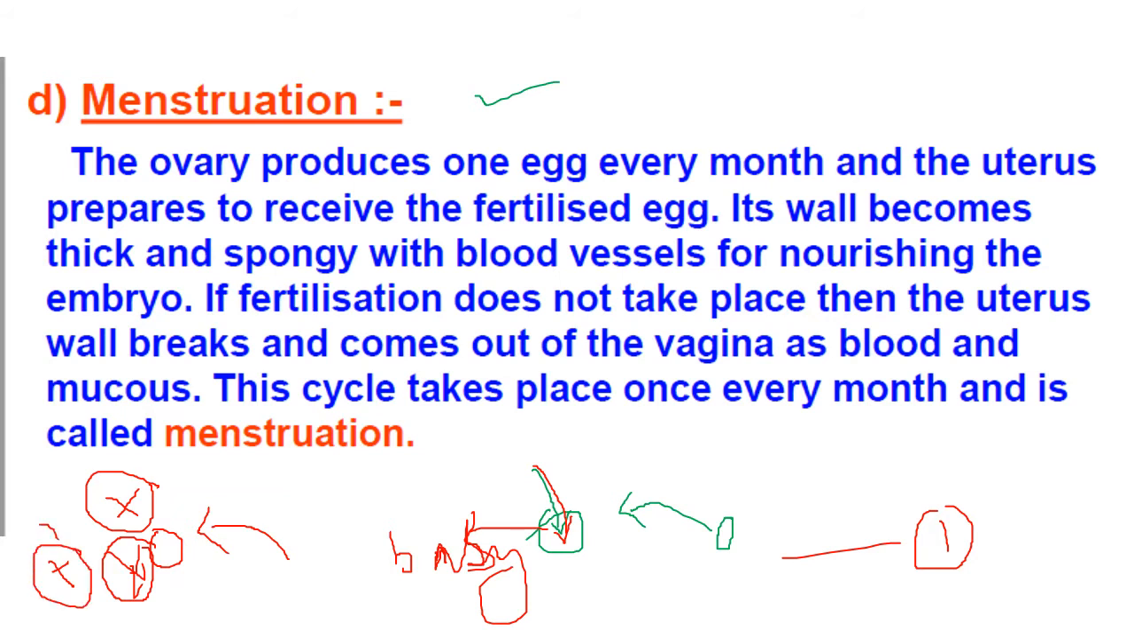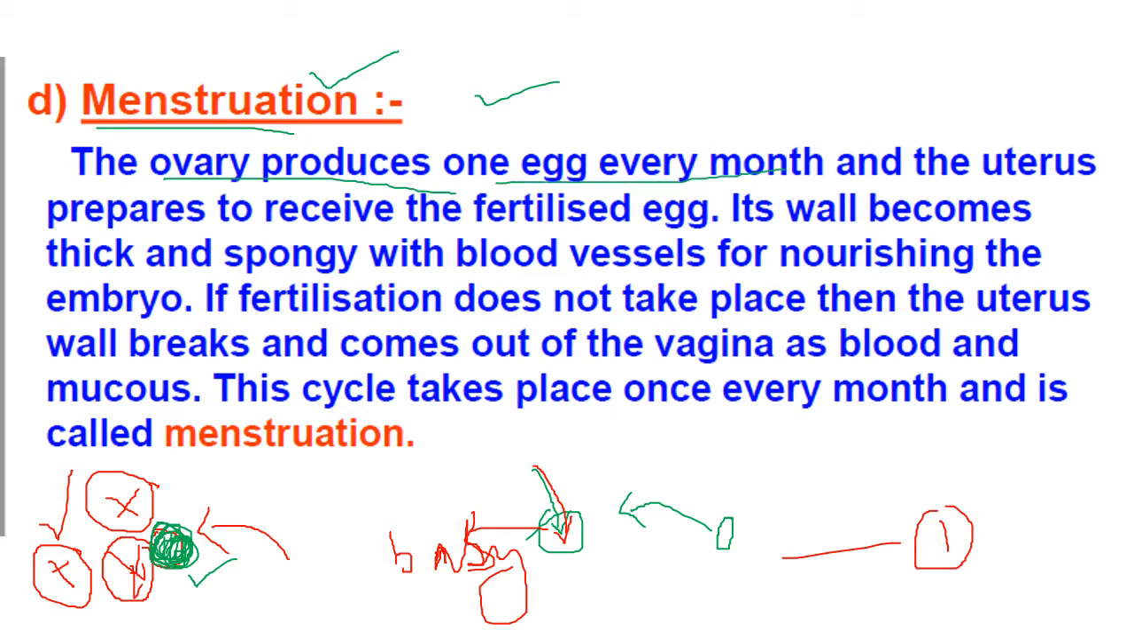So if there is no production of the baby, then what happens to this egg which was released? This egg is not fertilized, nor did it go to the uterus, nor did it develop into a baby. So what happens to this egg when it is not fertilized? In that case, there is a process involved called menstruation. In this, what happens? The ovary produces one egg every month.